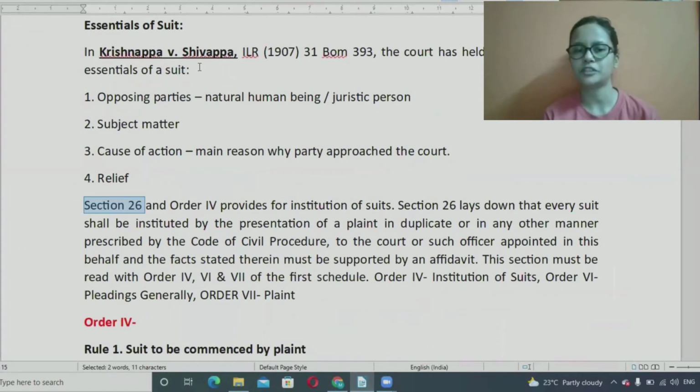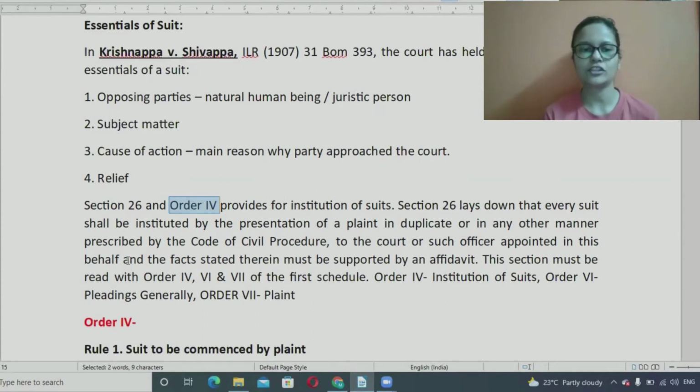Those additional details are given in orders. So, section 26 and order 4. Sections and orders, we need to read combined, because they are related. Section 26 and order 4 provide for institution of suit. Order 4 is also about institution of suit only. Section 26 lays down that every suit shall be presented, whatever we read basically, and that is what is explained again. So section 26 and order 4 provide for institution of suit.